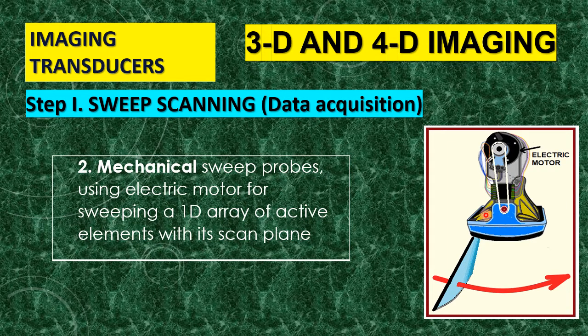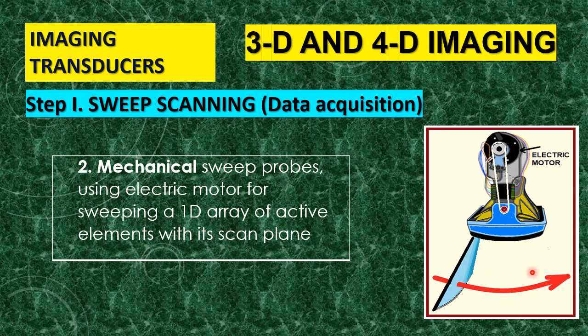This lever is holding a 1D or probably 1.5D array inside. So this array is moved across from side to side. So this is sweeping. So the volume is here. There is an array that brings this image. So this is like a scanning plane, and this scanning plane is swept across the 2D.